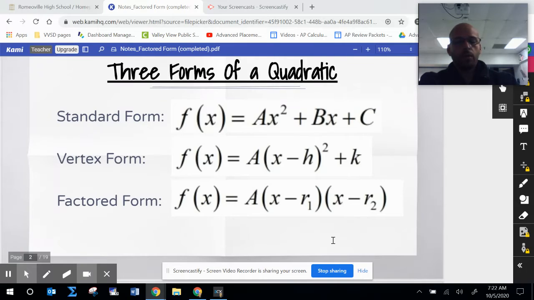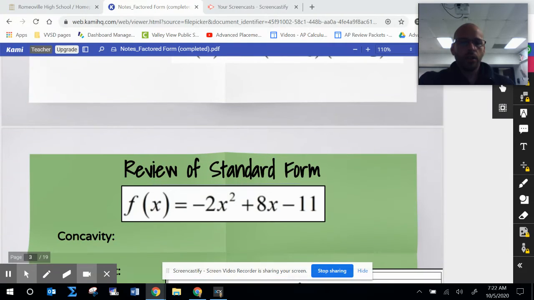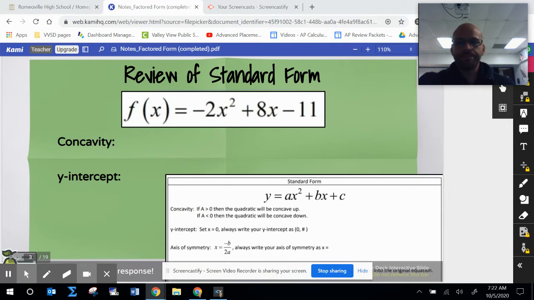So, we've discussed prior standard form, this ax squared plus bx plus c. Last class, we discussed very quickly vertex form, and today we're going to extend it to factored form. So we're going to touch on all three forms and how to find their characteristics. Okay, so let's start with standard form.